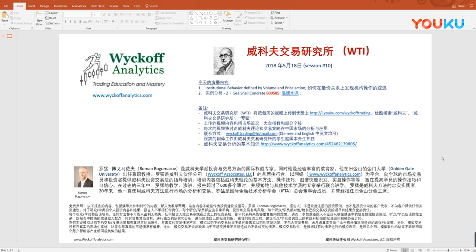And then our concentration on the concepts today is still going to be a very simple idea. That is the idea of how institutions are positioning themselves in this particular stock. Where could we find their footsteps, footprints through the volume signature and the price action?